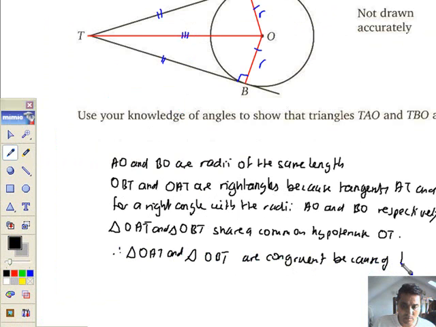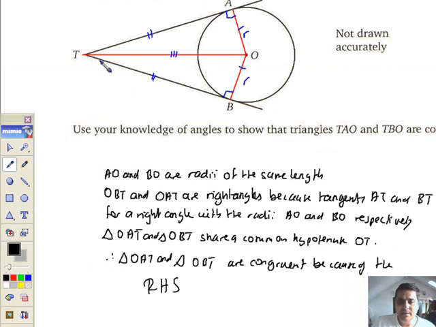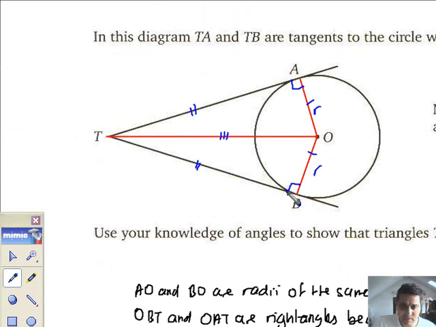because of the RHS rule. Okay, they have a right angle, and I've stated that. They have a common hypotenuse, and I've stated that, and they have one other corresponding side, the radii, and that's all I want to say about that. Please note, these sides are also corresponding, the AT and the BT, because I've said that tangents converge to a common point, have the same length. They also have two radii, both the same, and they share a common hypotenuse. Therefore, they're also congruent because of the SSS rule.